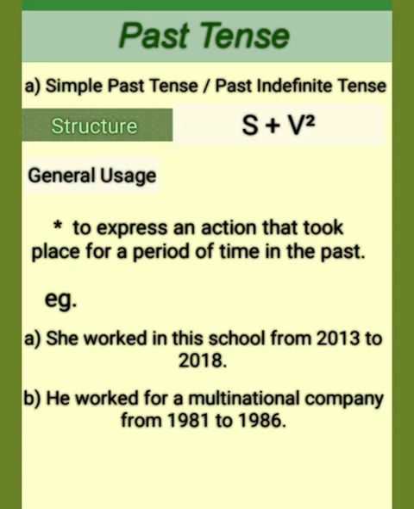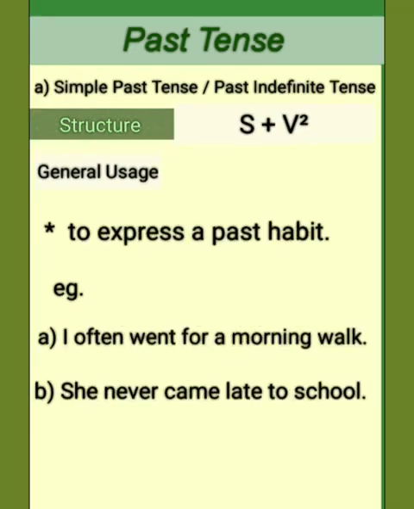Simple past is also used to express a past habit, and words like always, never, often, sometimes are used in these sentences. For example, I often went for a morning walk. Example 2, she never came late to school.